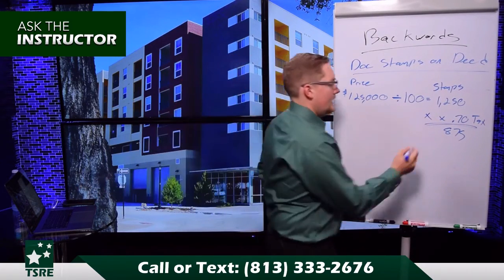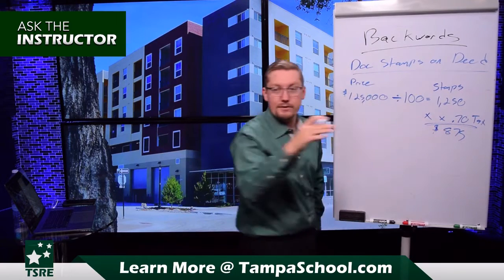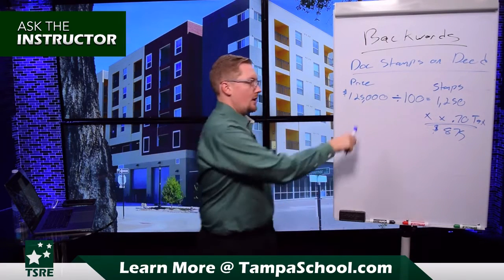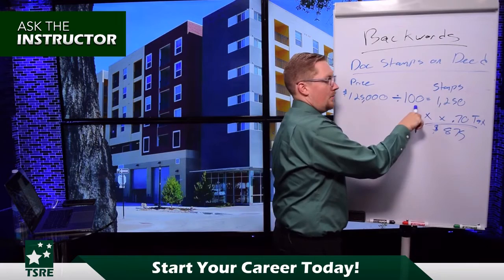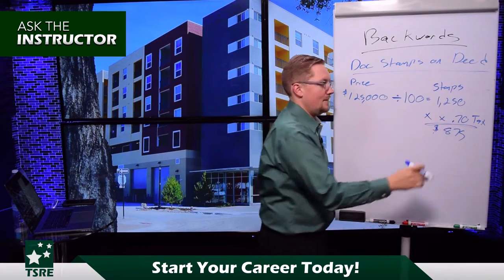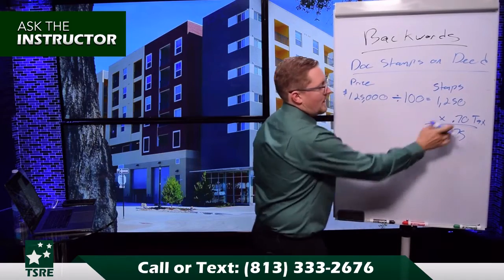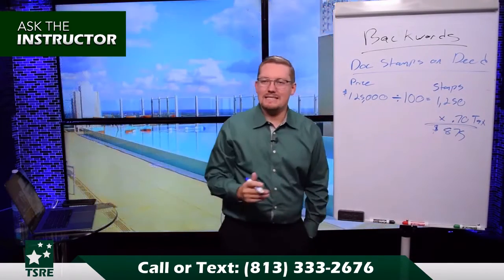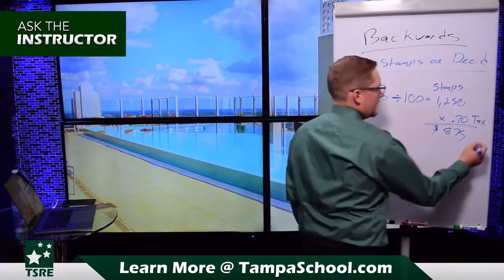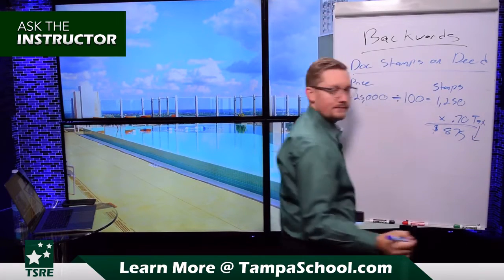So what we just did there, to walk through this again, because this is how you find doc stamps on a deed: you start with the purchase price, you divide it by 100, that gives you the number of stamps, and the stamps cost 70 cents each. So we multiply that by 70 cents, and then we get $8.75 as our total tax.